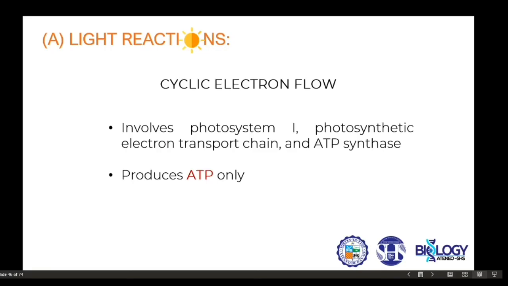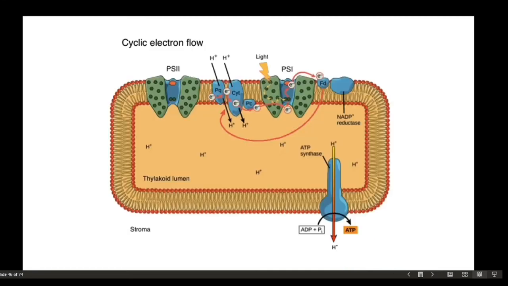On the other hand, the cyclic electron flow, as the name suggests, is a cyclical or repeated process. Unlike non-cyclic electron flow, it only involves photosystem 1, the electron transport chain, and ATP synthase. And in the process, it only produces ATP molecules. Cyclic electron flow happens simultaneously with the non-cyclic electron flow. So this is how the cyclic electron flow looks like.